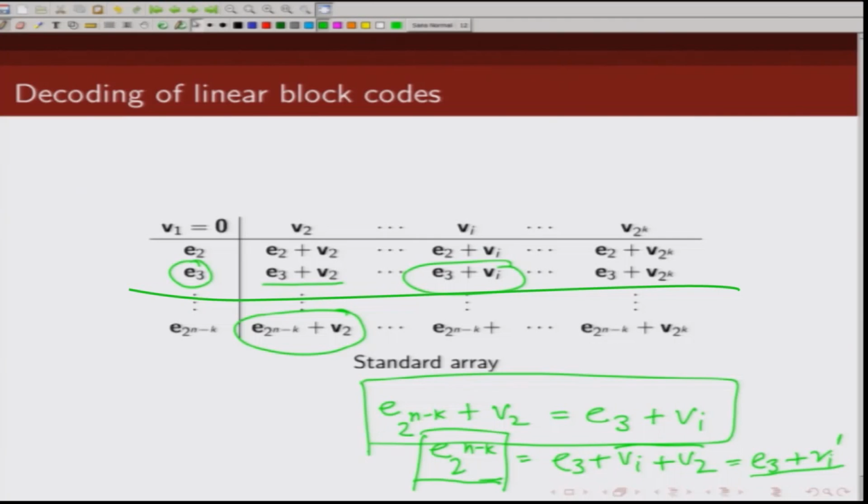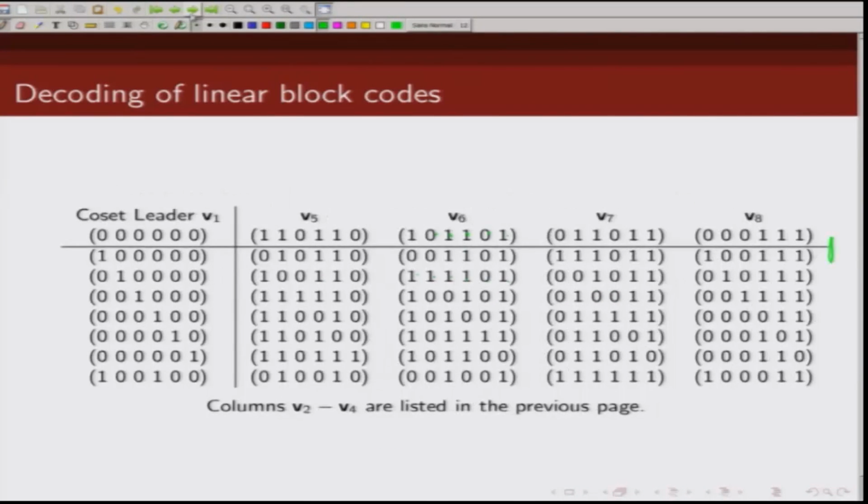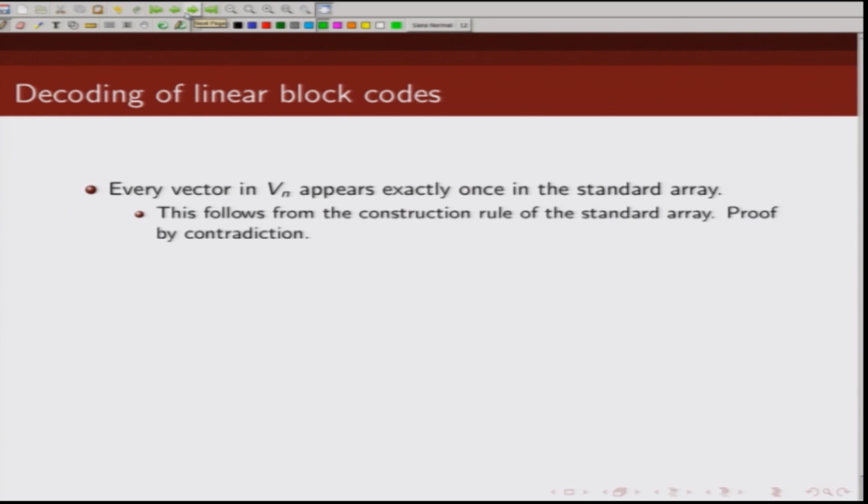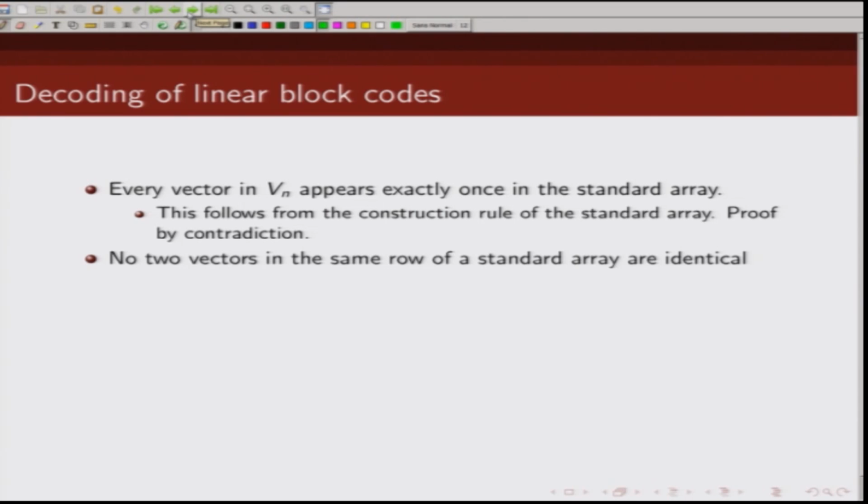Okay. So, all the elements of this standard array are distinct and they appear exactly once. No two vectors in the same row are identical. Again, this is very easy to prove because all code words are distinct. So, elements in one row will all be distinct.